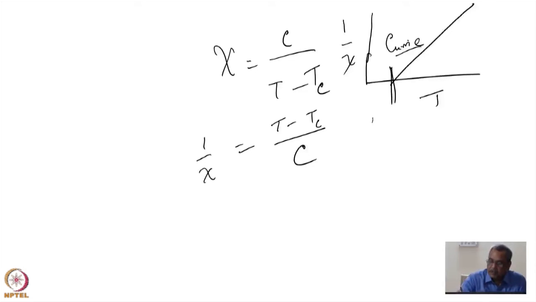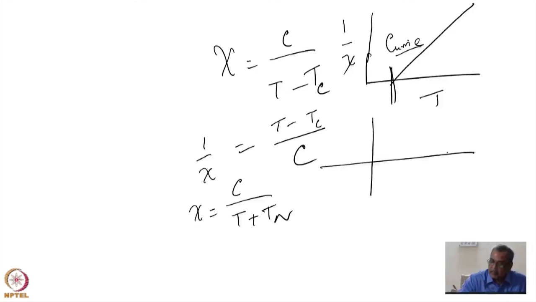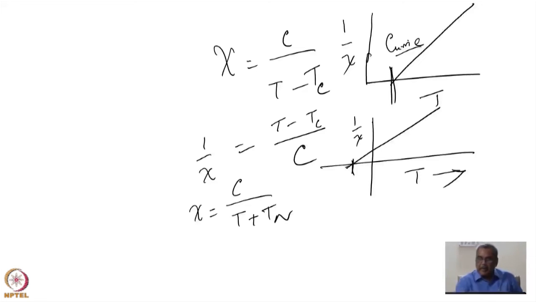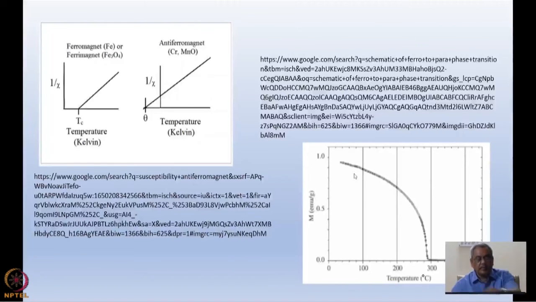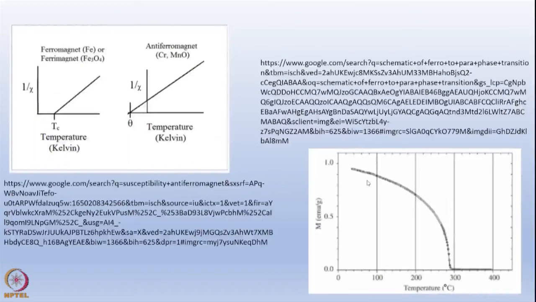And similarly, for an antiferromagnet, because chi is equal to C upon T plus TN, the 1 by chi plot hits the negative side of the axis. Though I am not allowed to write temperature as negative when I use the absolute scale, it cuts at minus TN and we get the relationship T plus TN. So this is the 1 by chi plot for a ferromagnet and an antiferromagnet like chromium, MnO, and ferrimagnets will have other ordered states with this kind of behavior.